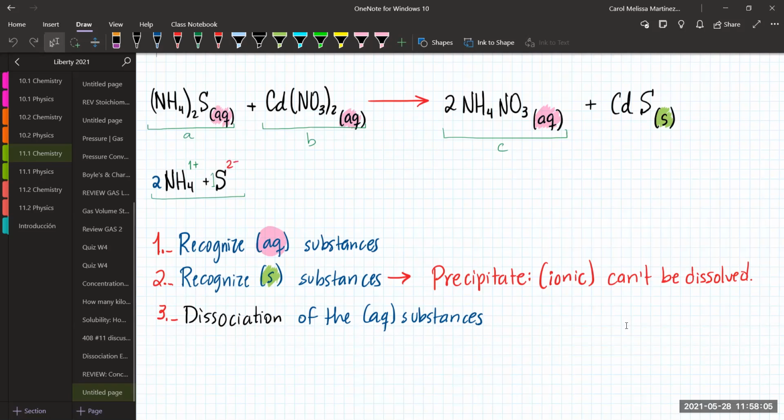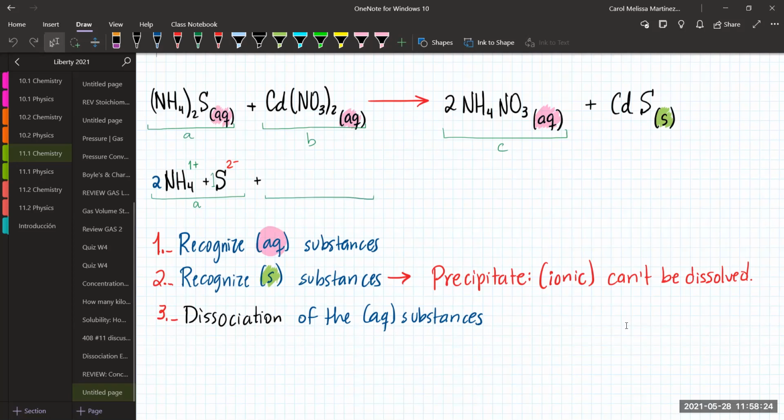Now, we finish with compound A. We continue with compound B. I'm writing the compounds like this because I am the teacher, okay? You don't need to write the compounds like this. But if you want, I won't get angry.